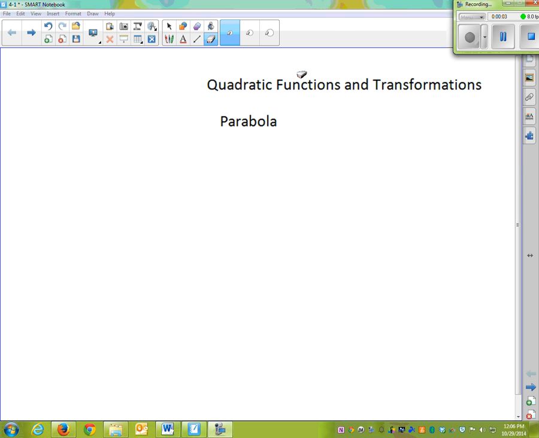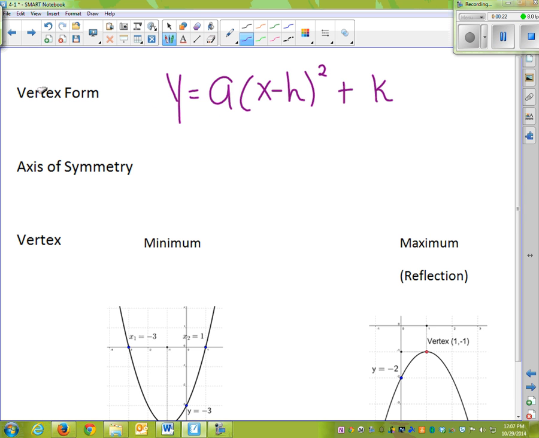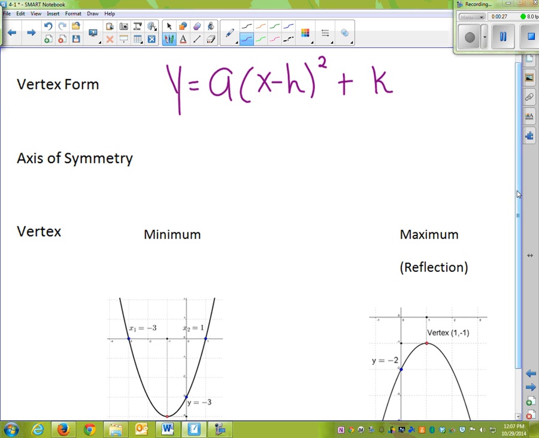In this lesson, we're going to graph quadratic functions. A quadratic function is in the form y equals x squared. This is known as the parent function. Quadratic functions take the shape of a parabola. In vertex form, the vertex of our function can be seen from the equation.